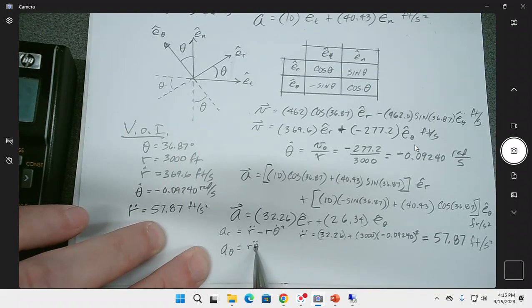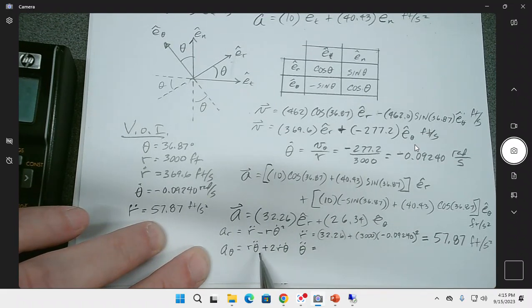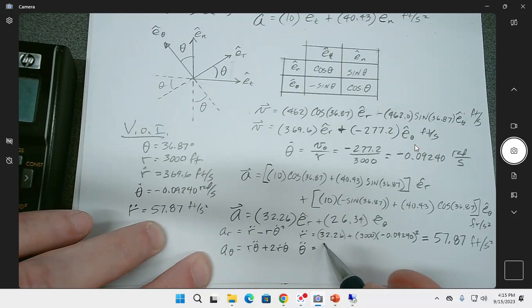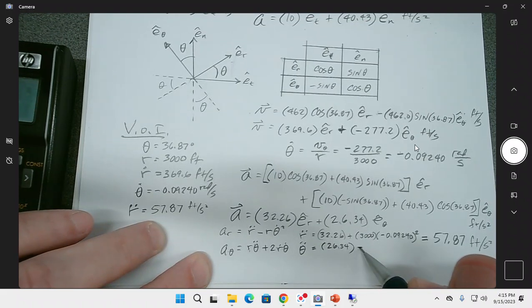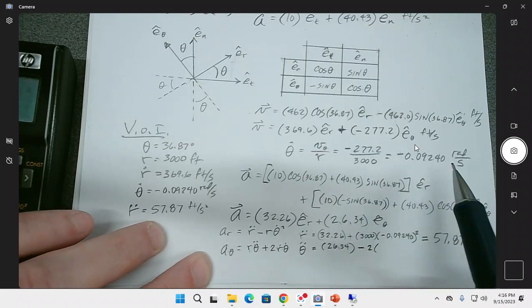We can get the theta double dot plus 2 r dot theta dot Coriolis. So we can solve for theta double dot by taking this minus that divided by that. I think I did that right. This minus that divided by that. Sure. So that is 26.34 minus 2 times r dot times theta dot. Where'd you go? R dot. Oh, there.